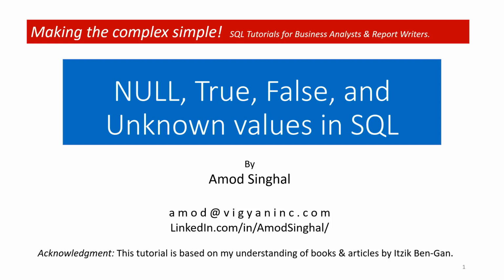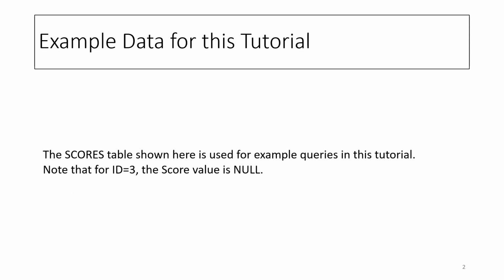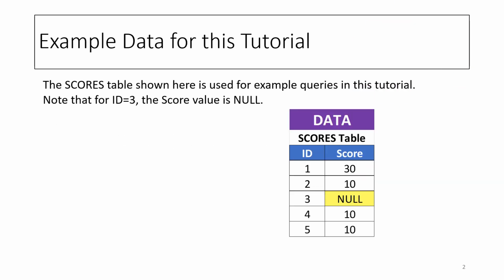In this tutorial, I'll explain null, true, false, and unknown values in SQL. Understanding how SQL treats null values is a must for anyone writing SQL queries. The scores table shown here is used for example queries in this tutorial. Note that for ID equals 3, the score value is null.